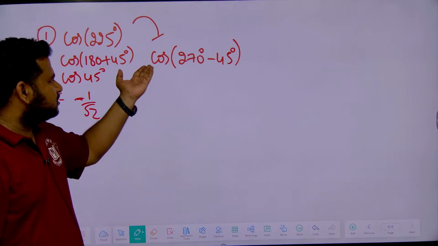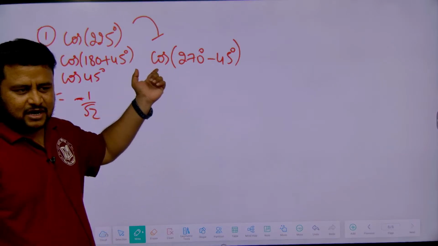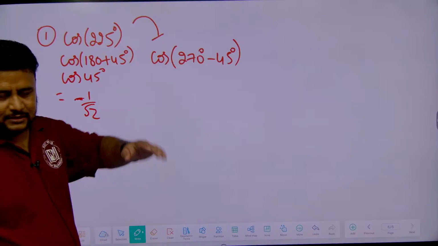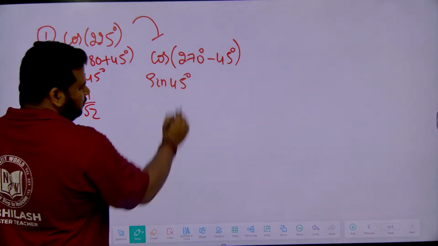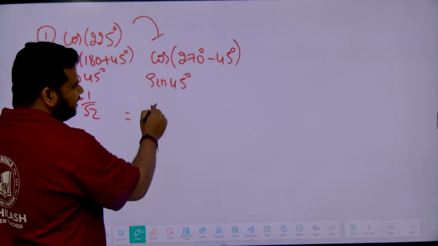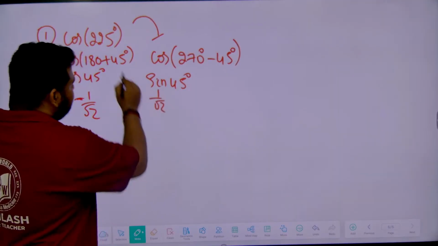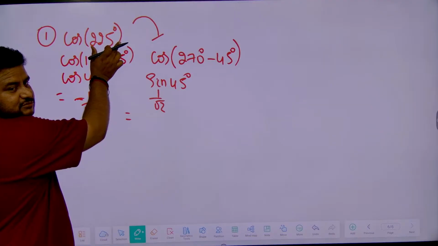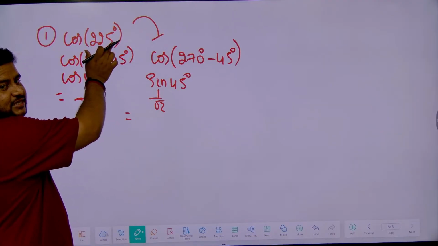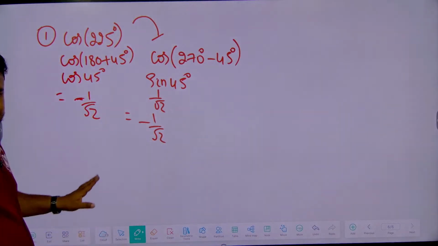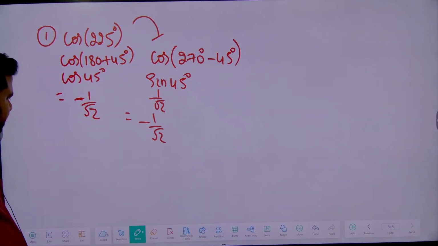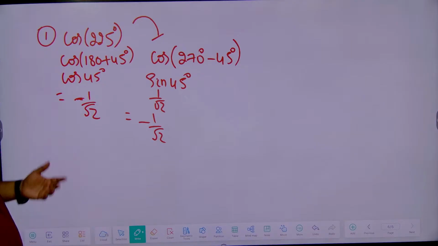Odd multiple means cos will become sin. So this will become sin 45 degree. What is the value? 1 by root 2. But the minus sign will always be there because the original angle is 225 degree, in the third quadrant, where cos is negative. I will get minus 1 by root 2 as the answer. Ardhamainda, how to do this? Clear? So let us take some more examples.